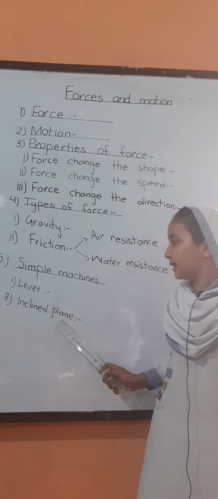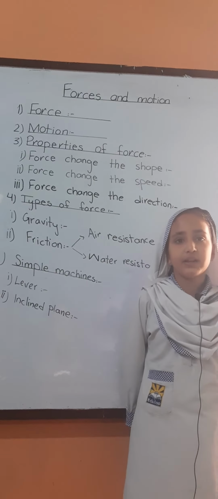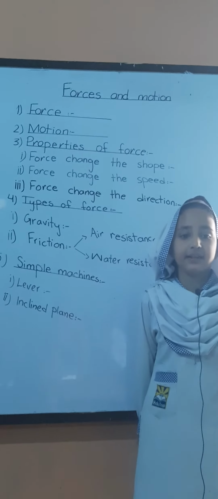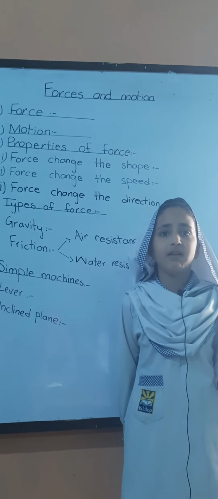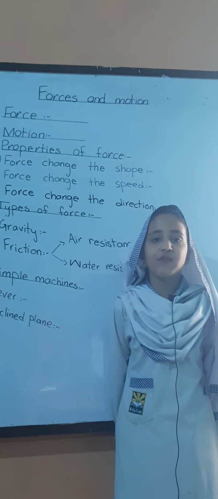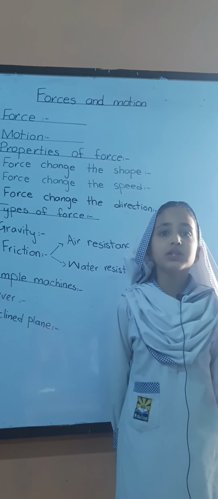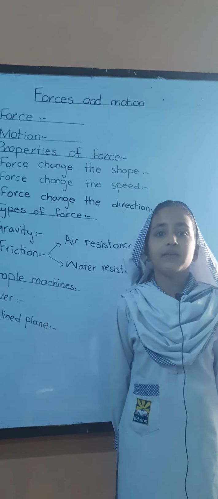Number 2, inclined plane. An inclined plane is a flat surface that joins one level with a higher level. For example, furniture removal uses an inclined plane in the form of ramps.